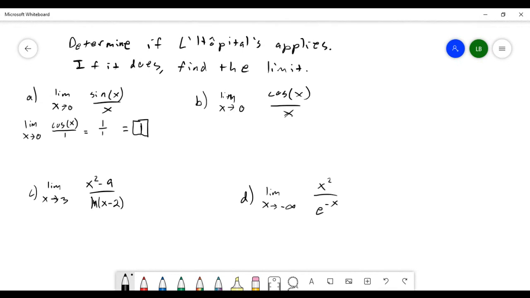For part B, if we plugged in 0, we would get 1 divided by 0. That's not an indeterminate form. So L'Hopital's rule does not apply.